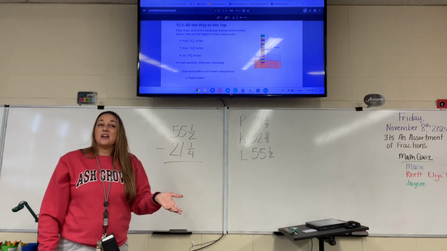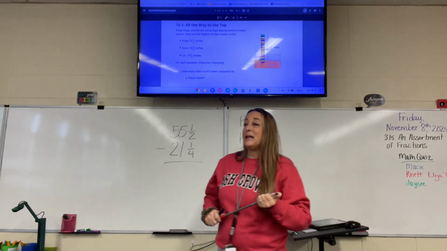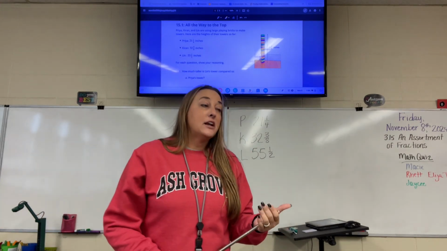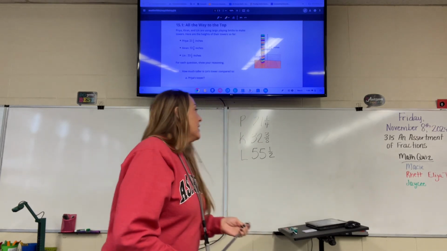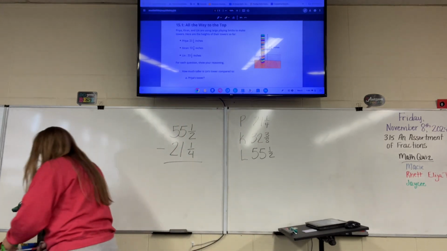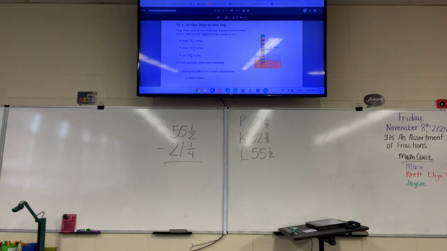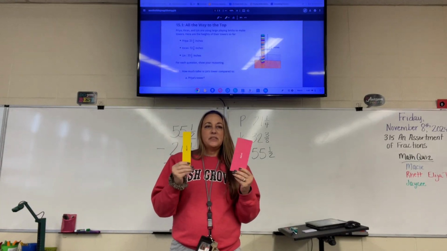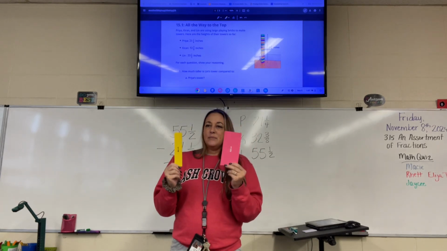In order to add or subtract fractions, repeat after me. In order to add or subtract fractions, the denominator has to be the same. Okay, so we have a denominator that is 1/2 and another one that is 1/4. Is there something that we can do to one of these to make them the same?